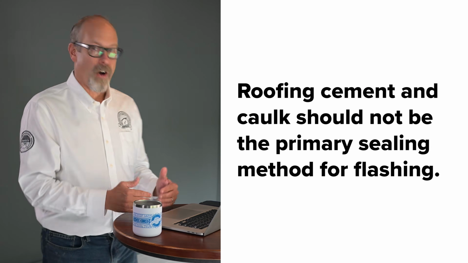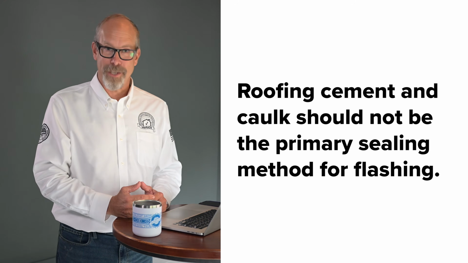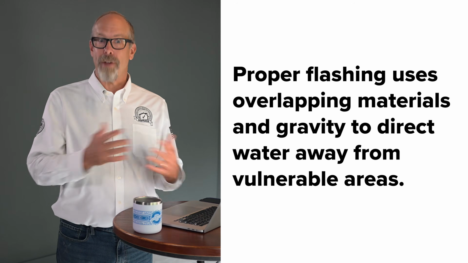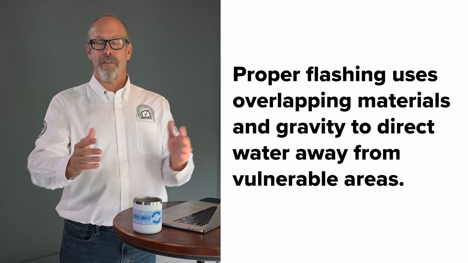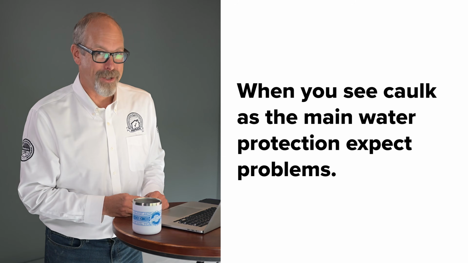Roofing cement and caulk should not be the primary sealing method for flashing. They are temporary fixes, band-aids, not permanent solutions. Proper flashing uses overlapping materials and gravity to direct water away from vulnerable areas. When you see caulk as the main water protection, expect problems. Good flashing rarely needs it. It works by design, not by sealing compounds.